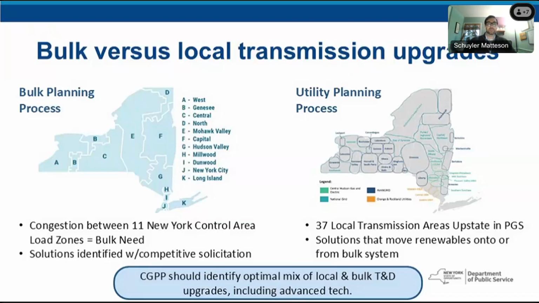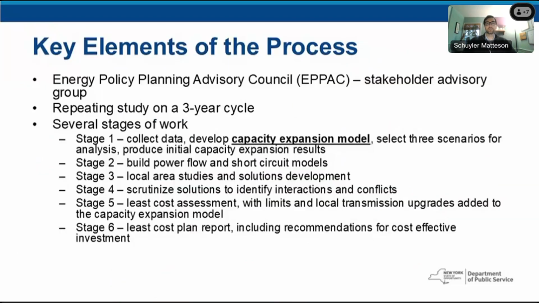So the process that we came up with to design this whole system from the ground up, basically out till 2040, is called the Coordinated Grid Planning Process. The process starts with the designation of an Energy Policy Planning Advisory Council. We call it the EPAC, where the Department of Public Service accepts applications from a wide variety of stakeholders: utilities, the NYISO, transmission developers, industry groups, renewable groups, developers, environmental justice organizations.